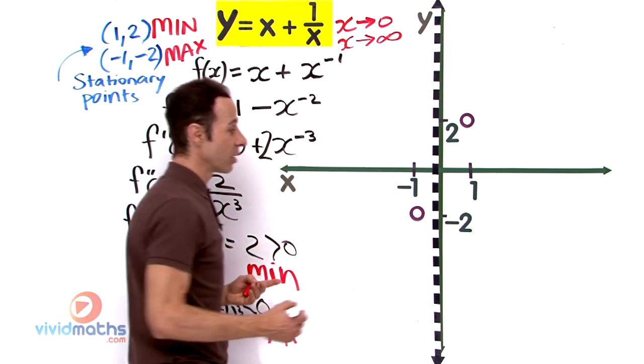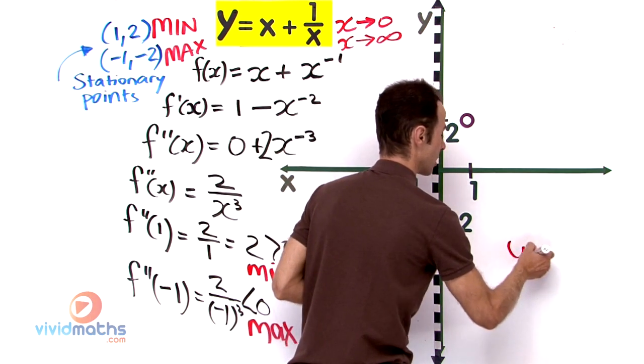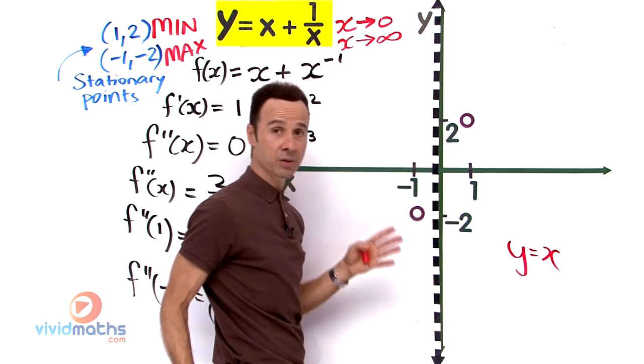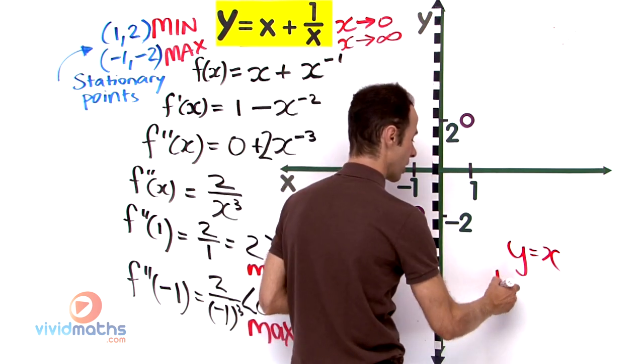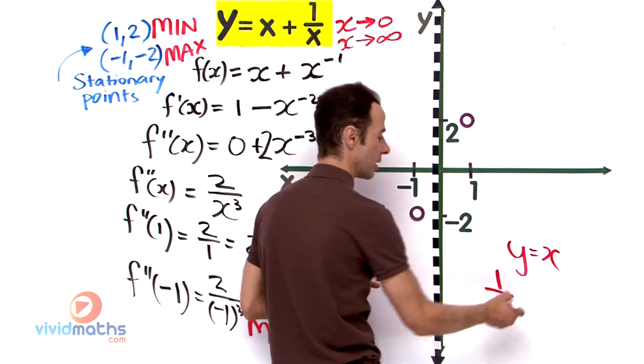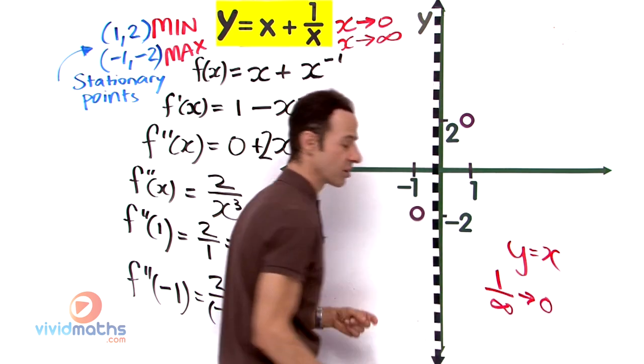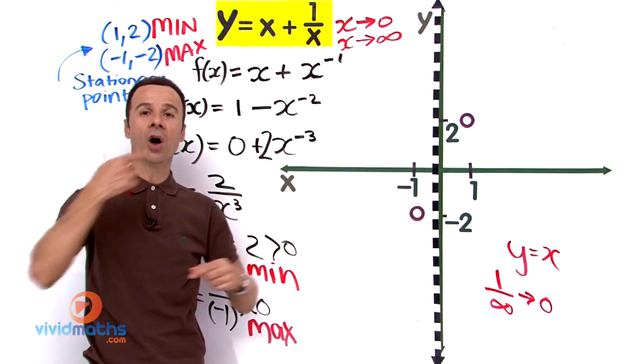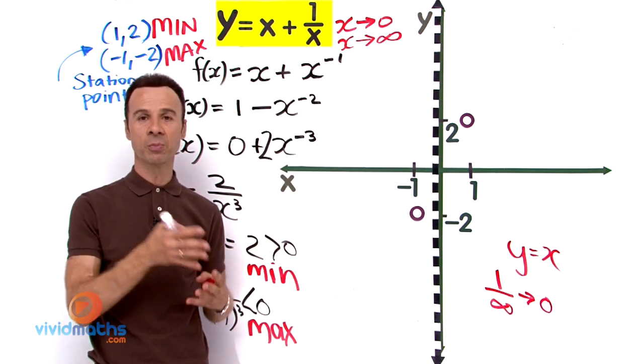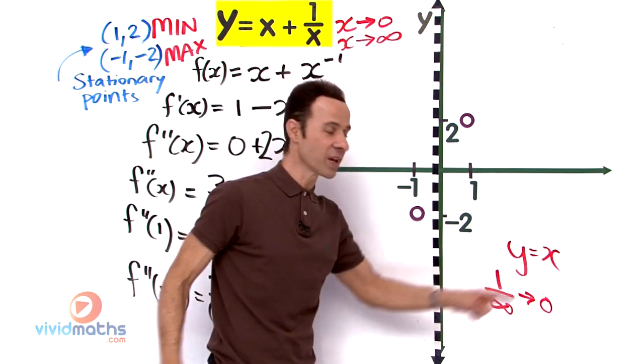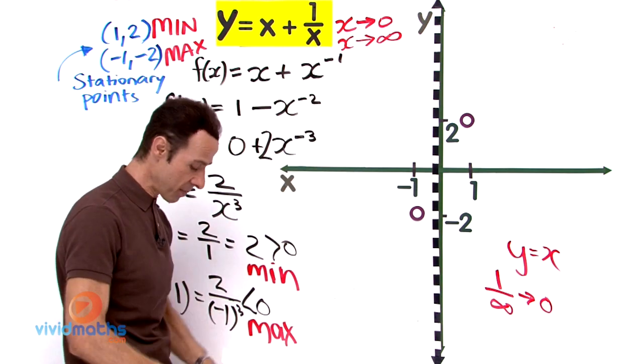So let me write that down. At y equals x, we have an asymptote. I'll repeat that again. That's because 1 over infinity approaches 0, doesn't it? When the denominator gets bigger and bigger, the whole number becomes smaller and approaches 0. So y equals x, our next asymptote. So let me mark that out.